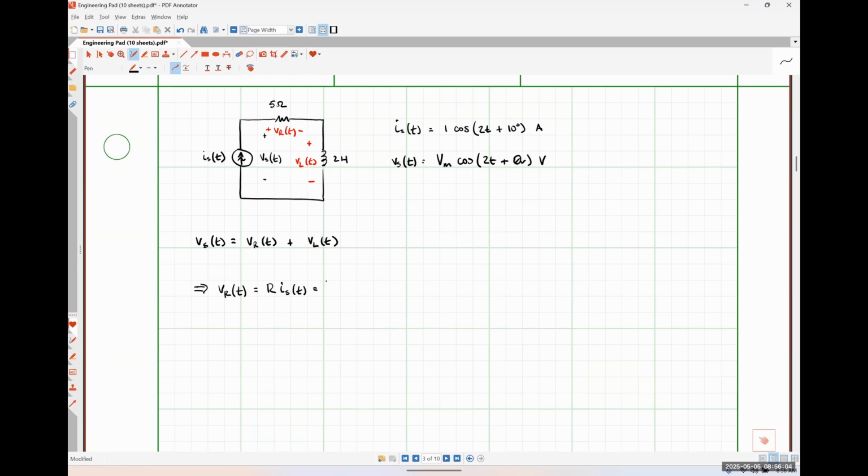So that's going to be 5 ohms times 1 cosine 2t plus 10 degrees amps, which is going to give me 5 times 1 is 5. So I will have 5 cosine 2t plus 10 degrees volts. Does anybody have any problem with that?